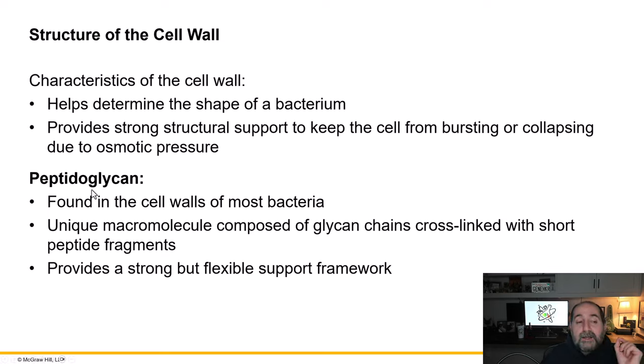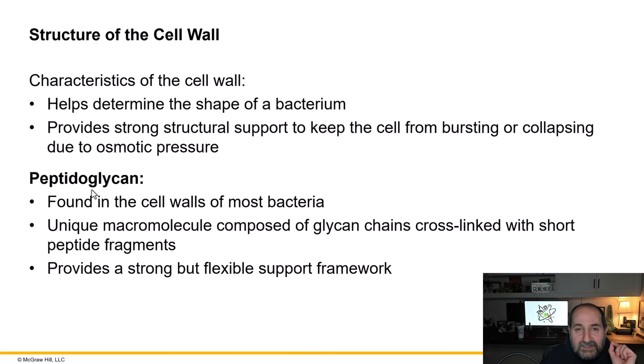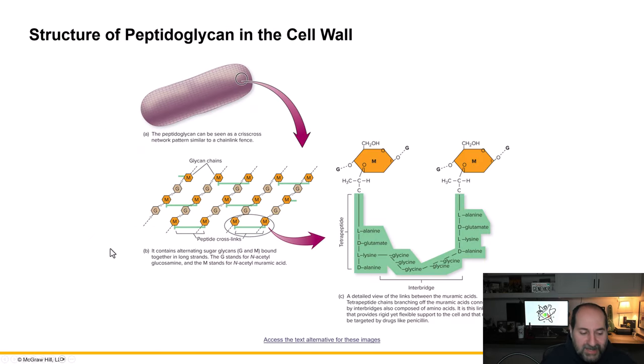By the way, peptidoglycan is unique to bacteria. What does that mean? That means that only bacteria, the domain bacteria, have cell walls comprised of peptidoglycan. No other domain of life has cell walls composed of peptidoglycan. Archaea do not have cell walls of peptidoglycan, though they can have S layers, and eukarya do not have cell walls of peptidoglycan either. It is unique to bacteria.